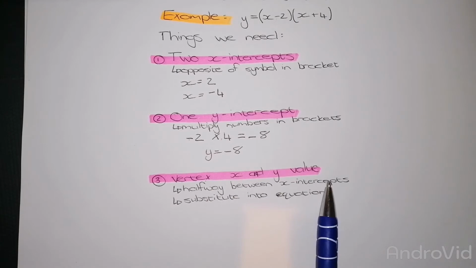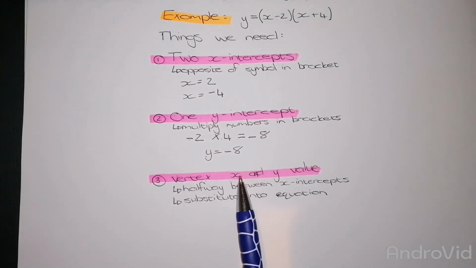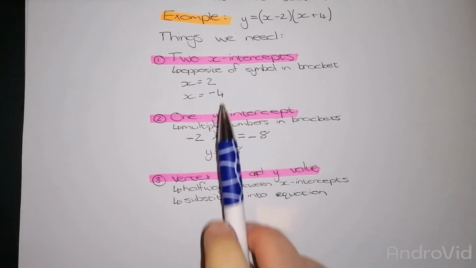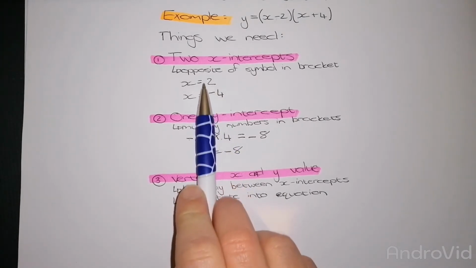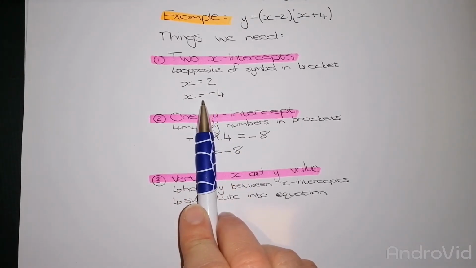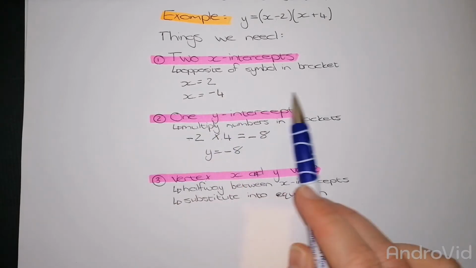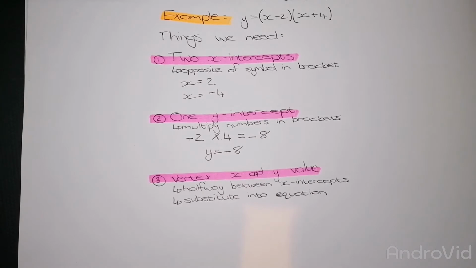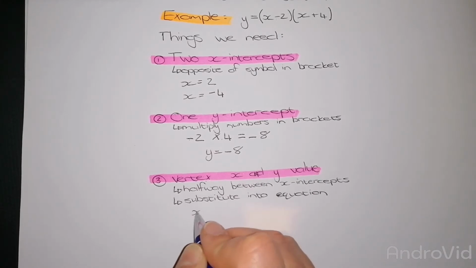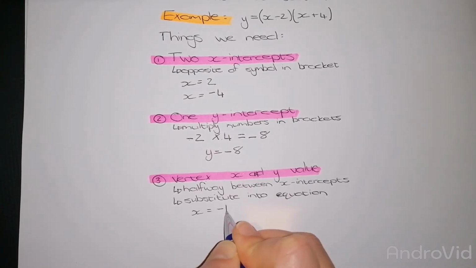Then I go into how to find the vertex. The first value I need to find is my x value. To be able to find that, I go halfway in between my x-intercepts. If these two are my x-intercepts, I need to find the midpoint of these two. When I look on a number line, the midpoint will be negative 1. So my x value is equal to negative 1.